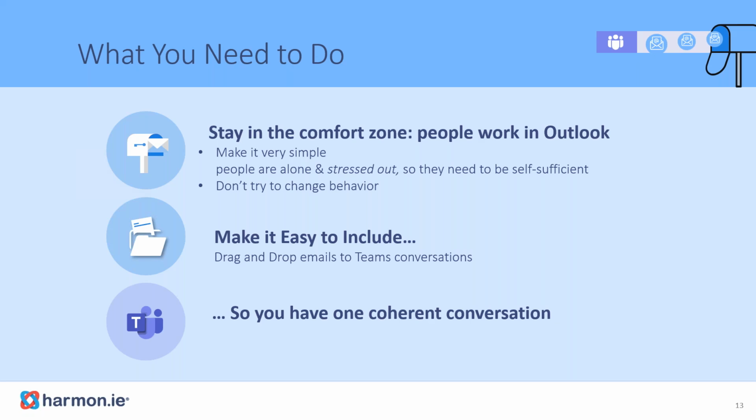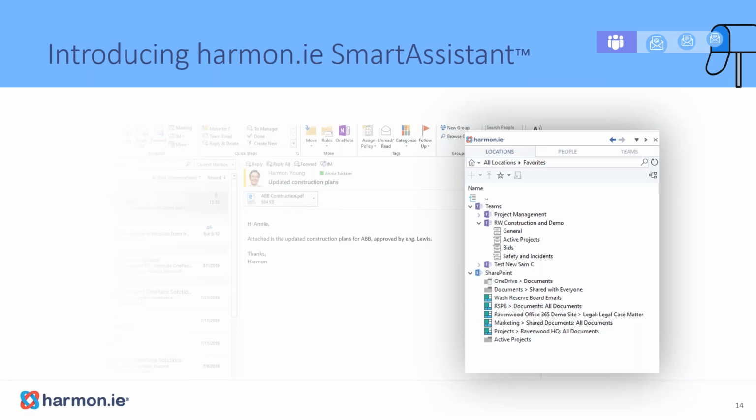So the way to do that is to just make it easy to include emails. Make it possible to drag and drop emails directly into Teams conversations and then continue the conversation from there, so that at the end of the day, you can have that one coherent conversation in one place in the Teams channel where you're already having the conversation with internal folks. So I'm going to show you the Harmony Smart Assistant. I'm going to show you a very quick demo of how Harmony has implemented this really simply to make it very easy for your users to quickly add emails and attachments to Teams conversations and continue the conversation from there.